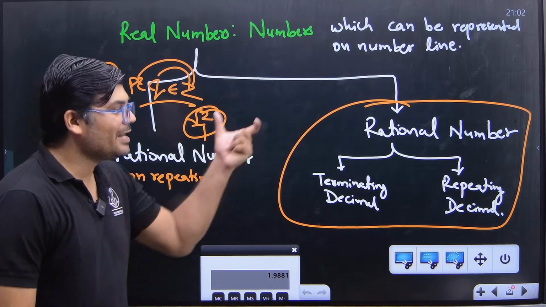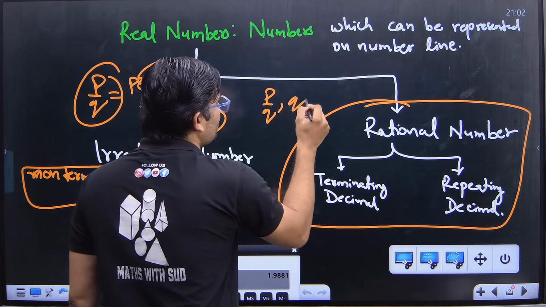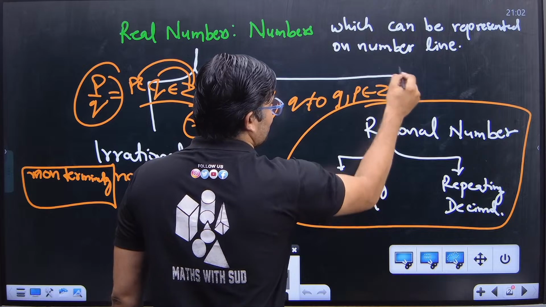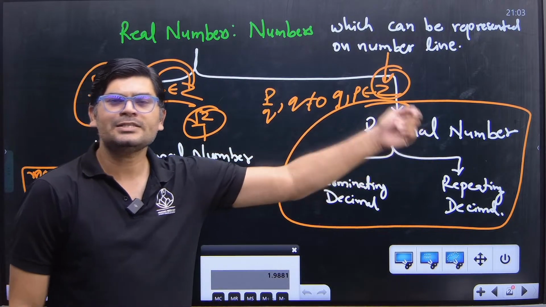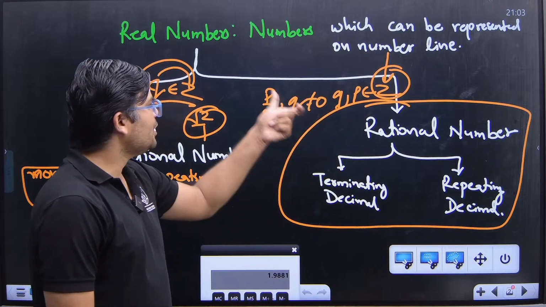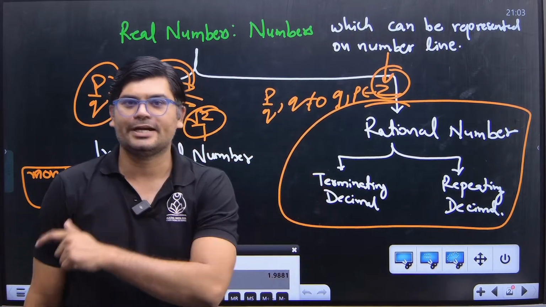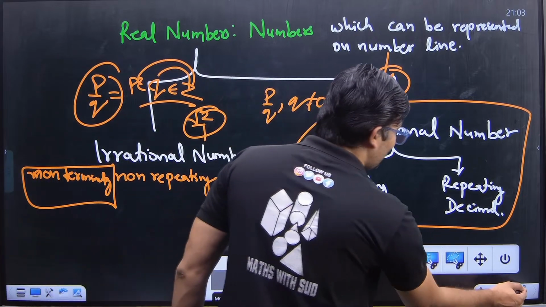A number is a rational number if you can write it in the form of P by Q, where Q is not equal to 0 and P and Q belong to Z. Z means integers. The definition of a rational number is any number that you can write in the form of P by Q, where Q is not equal to 0 and P and Q belong to Z, the integers. And we have proved it here.